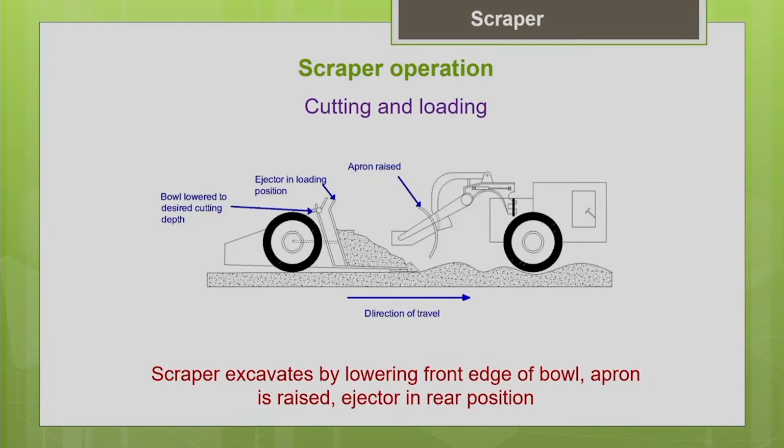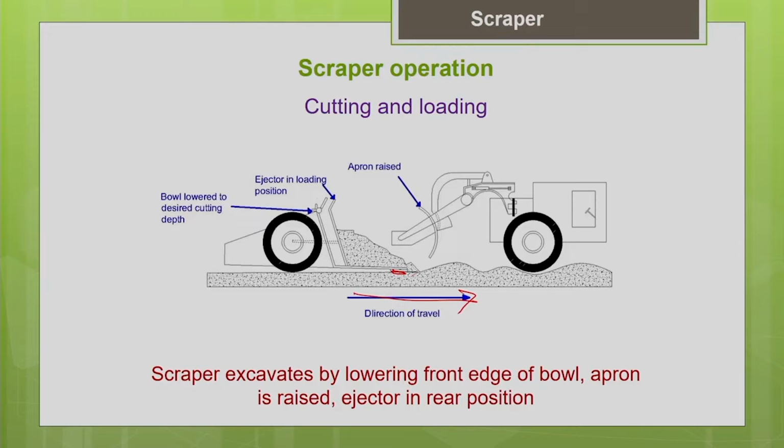Now, let us see the basic operation of the scraper. First of all, we should know what all the operating parts of the scraper are. So, the scraper has a bowl. This is the bowl of the scraper. At the front bottom end of the bowl, this is the direction of travel, you have the cutting edge, across the width of the bowl.